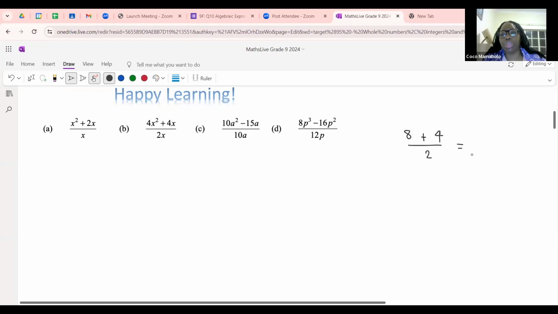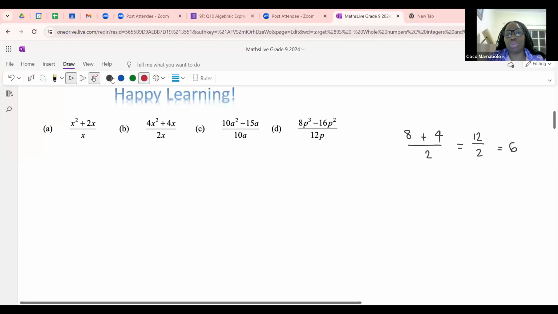Are we all in agreement that this is the same thing as 8 plus 4, which gives me 12 over 2, and my answer is just going to come out 6? Yes? Quick maths. We all know how to do this. It's quite nice and easy, right?